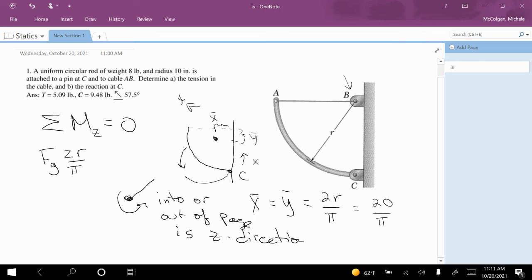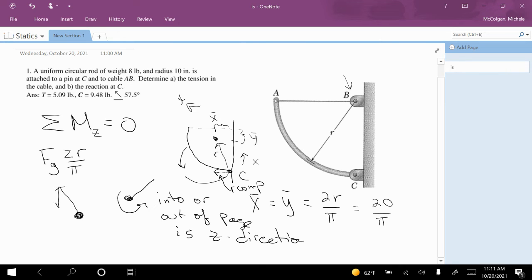Well, if I think about it, this is really my R, but I need to take the component of R that's how far it is perpendicular to the axis. So this is the R component that I want. Let's just say this is into or out of the page. My R is out like this, and my FG is down.